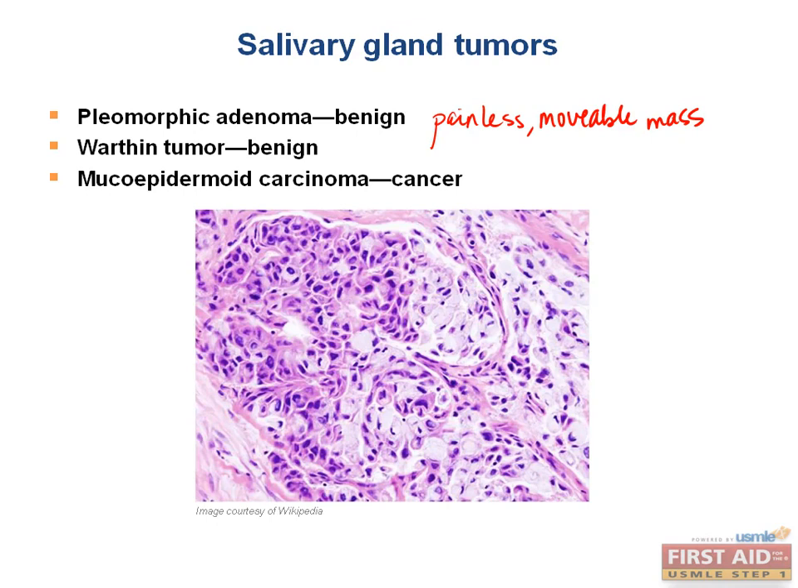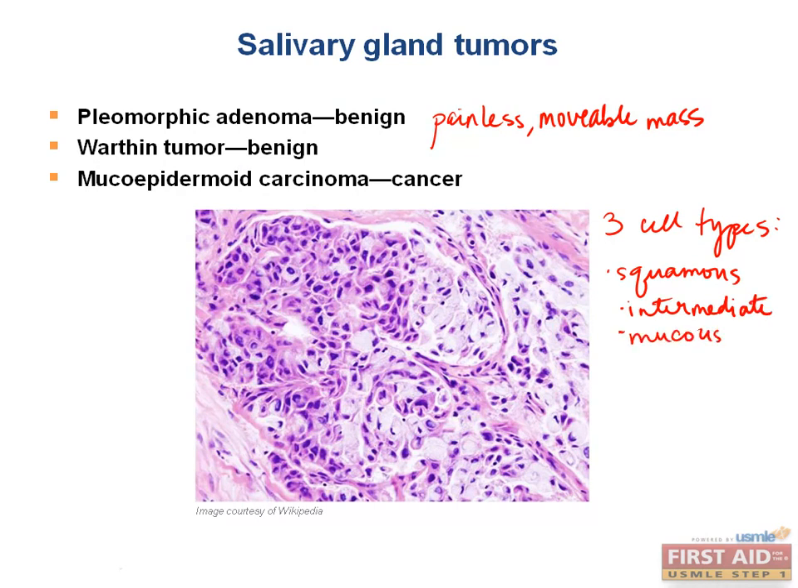The last tumor we'll mention is the mucoepidermoid carcinoma. This type of cancer has 3 cell types: squamous, intermediate, and mucus-producing. The mucoepidermoid carcinoma is the most malignant salivary gland tumor. In this image here, you can see mucus production toward the center of the glands. Also note that it is not encapsulated.